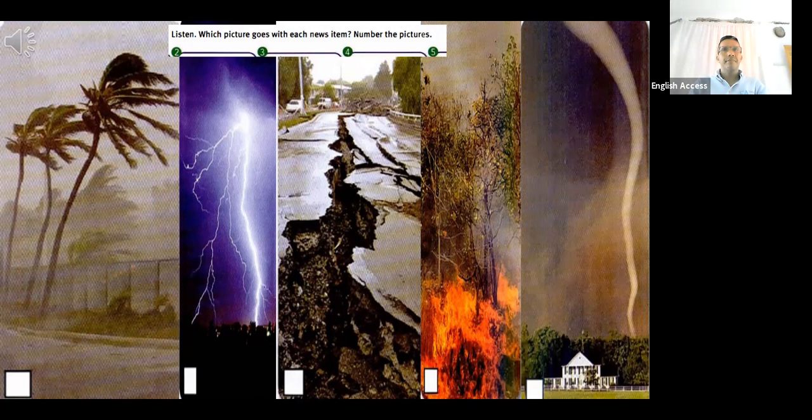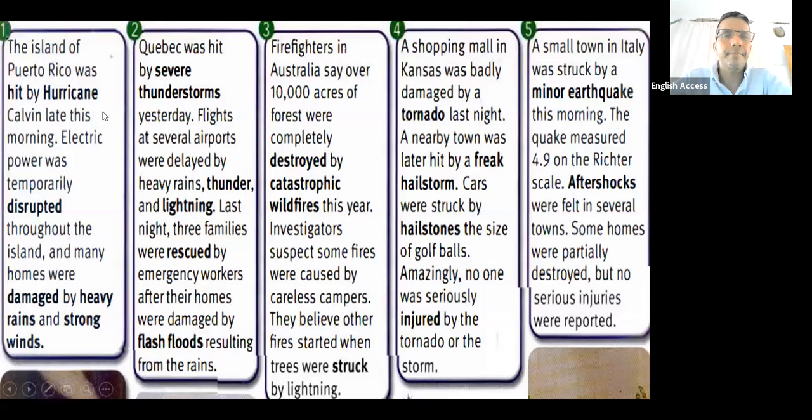3. Firefighters in Australia say over 10,000 acres of forest were completely destroyed by catastrophic wildfire.